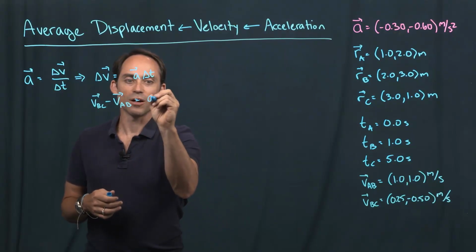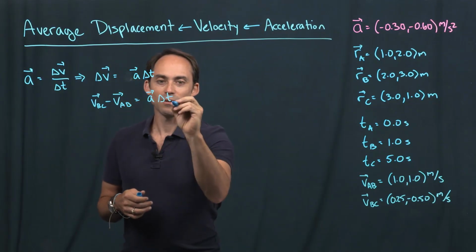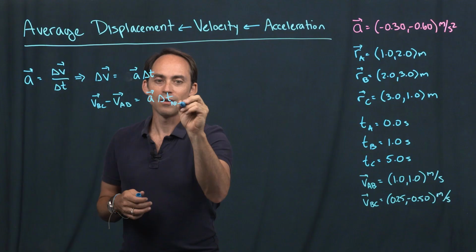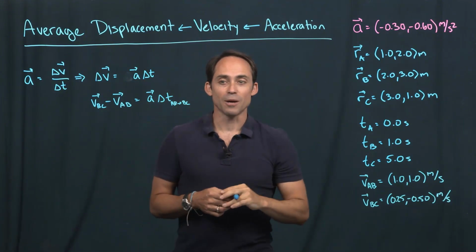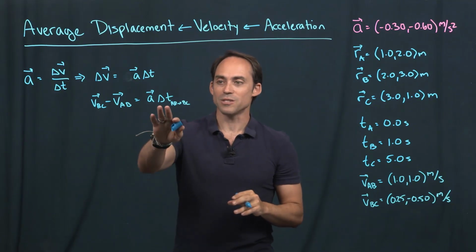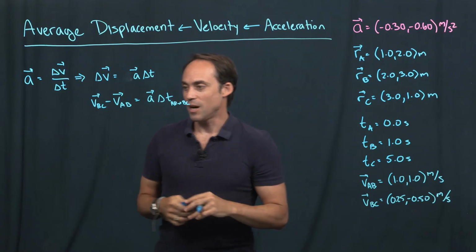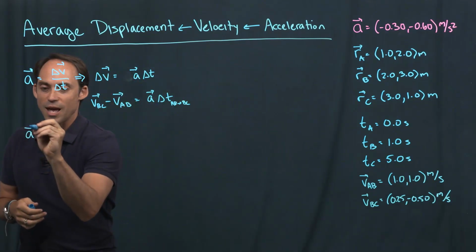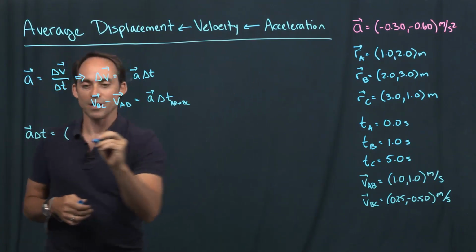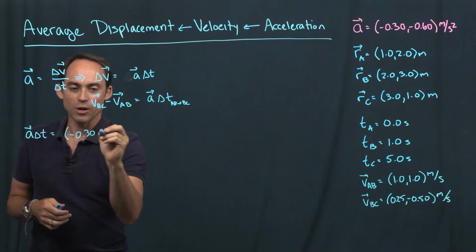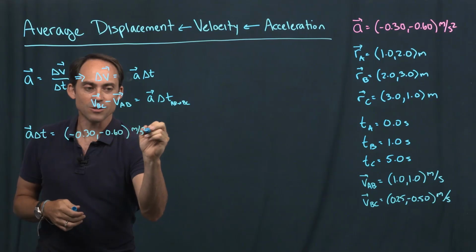And that's just equal to our acceleration times the change in time between AB to BC. All right, so we've got our acceleration up here, so we could in principle calculate this because this is just the vector times scalar operation. So let's actually write that down, A delta t. Our components for acceleration are given up there, minus 0.30, minus 0.60 meters per second squared.